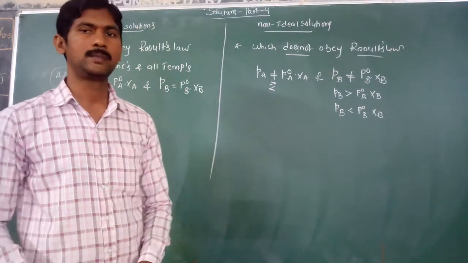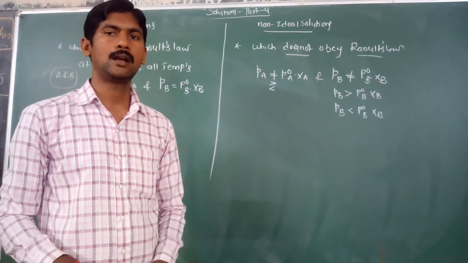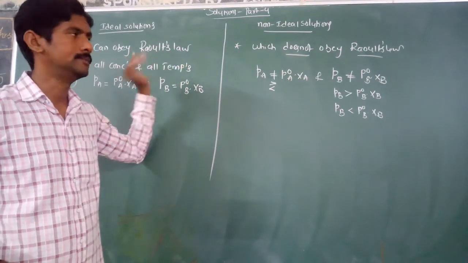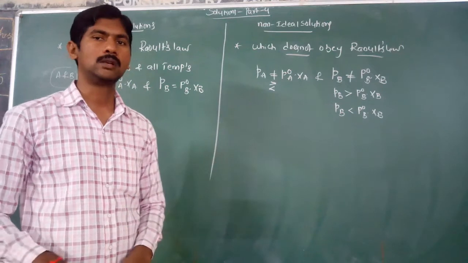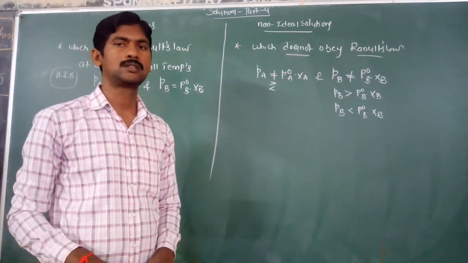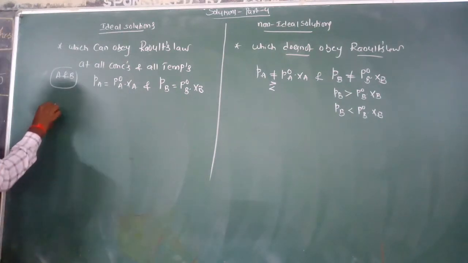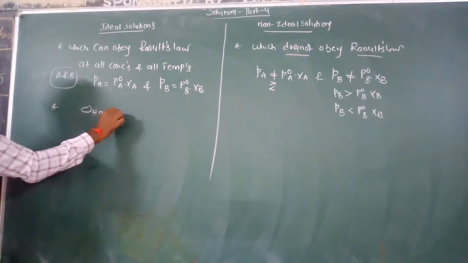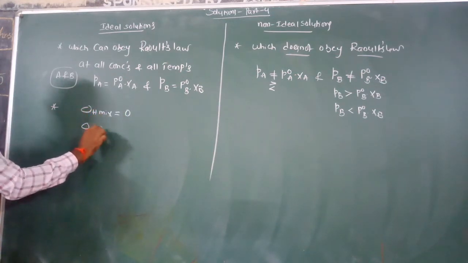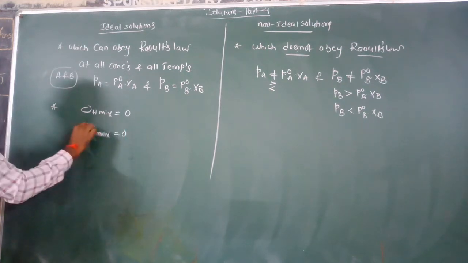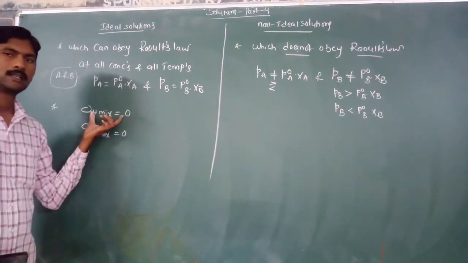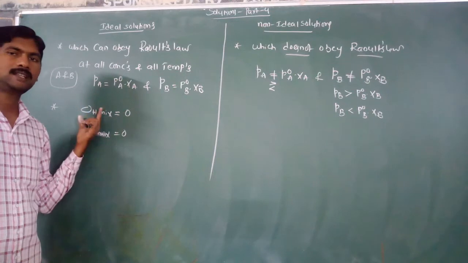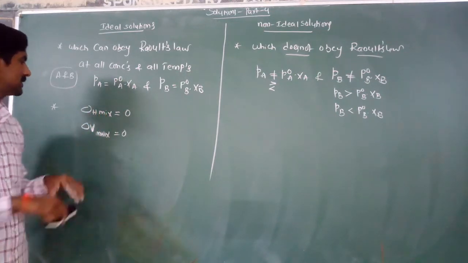So this is the major difference between ideal and non-ideal solutions. Ideal solutions means the solutions which obey Raoult's law. Non-ideal solutions means the solutions which do not obey Raoult's law. And one more thing: for ideal solutions, the enthalpy of mixing is 0, the volume of mixing is also 0. What is the symbol of enthalpy? H. Change in enthalpy means delta H. Delta H mixing is equal to 0.